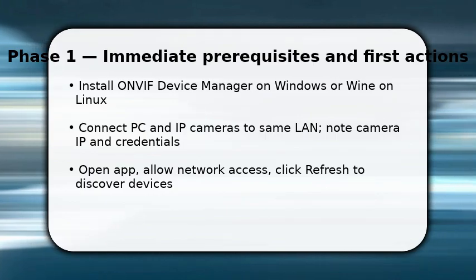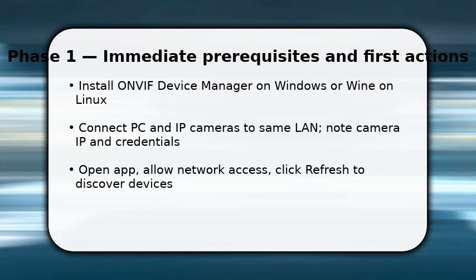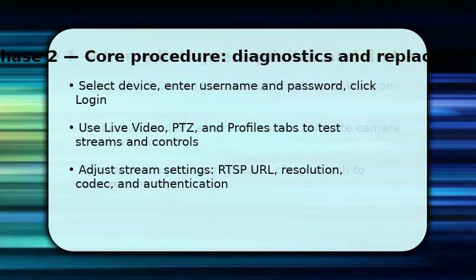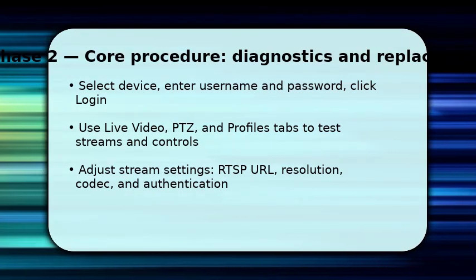If it does not, make sure PC and camera share the same subnet, and that firewalls are not blocking UDP broadcast. Once you log into a discovered device, you will test and configure streams.